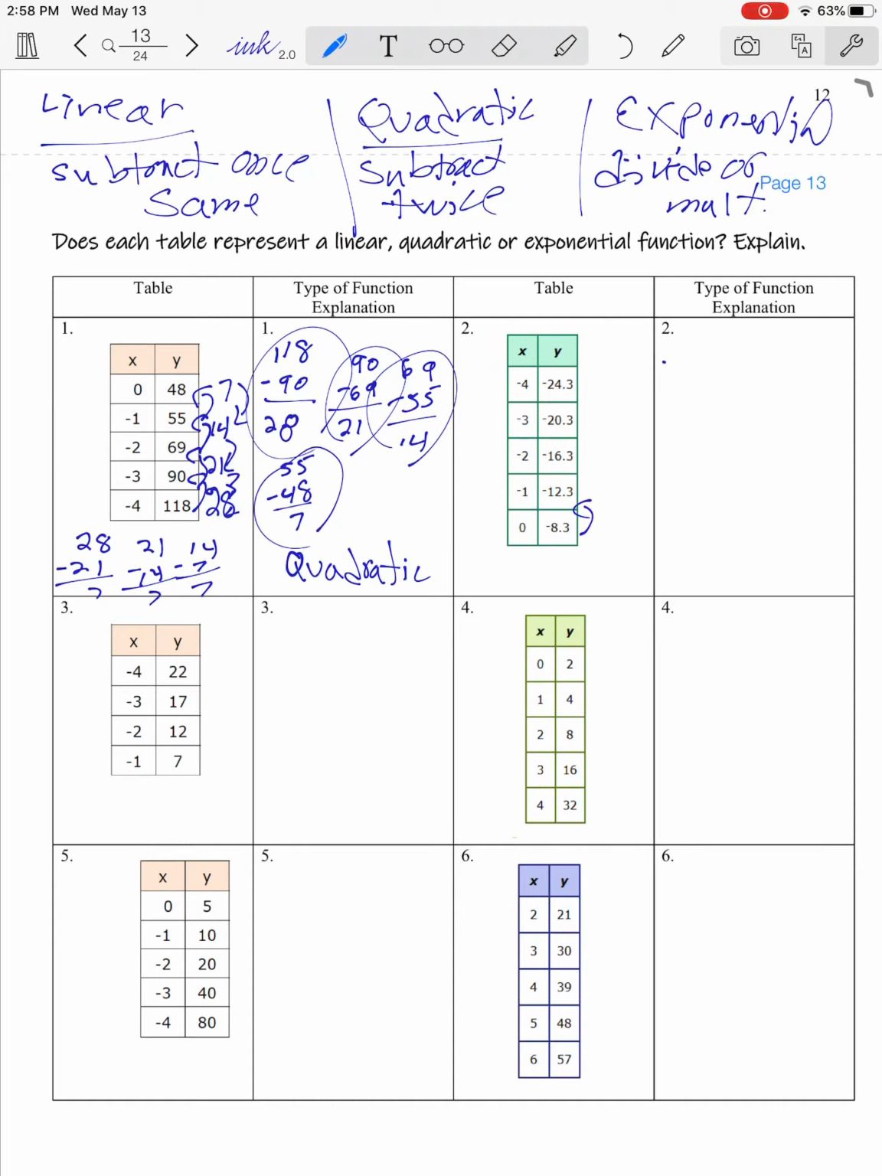So let's try the next one. I always do my subtraction first. So I'm going to try negative 8.3. I'm going to subtract negative 12.3. Be careful with your negatives and your minus. When I subtract, I get 4. Let's try the next one. Negative 12.3 minus negative 16.3. I'm going to get 4. If you try these all in the calculator, you're going to notice, and you can try them, you're all going to get 4. Same number every time. You know it's going to be linear.